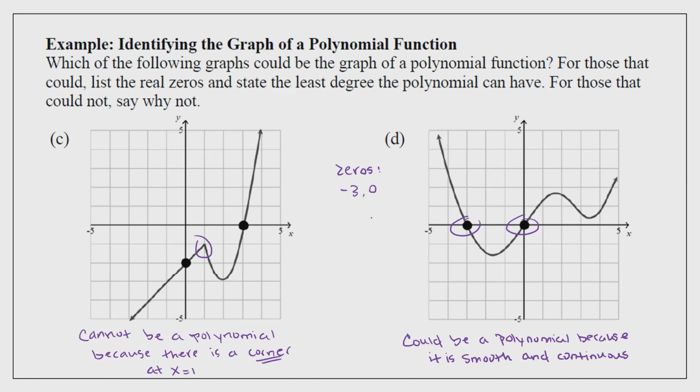To determine the degree of this polynomial, we're going to take n minus 1 and set it to the number of turning points. All right, so we have 1 turning point here, 1 turning point here, and another turning point here, so that's 3. So then n equals 4. So this is a polynomial that has a degree of at least 4. Alrighty.